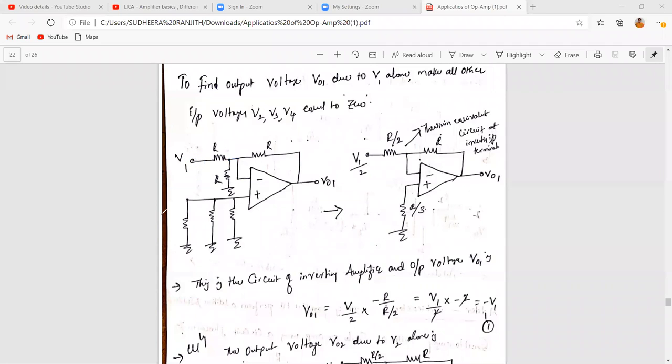Remember it. Gutu pettukondi. Here the input voltage to your non-inverting input terminal is the voltage present at this point or voltage present at this point. Right? Not V1. Okay. Then, how do we calculate voltage at this point? Voltage at this point means voltage across this resistor. So assume here the voltage is VA. Right? So what is VA?